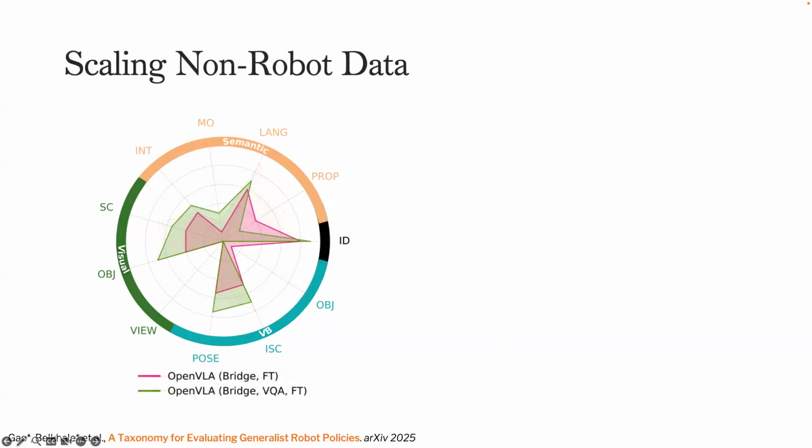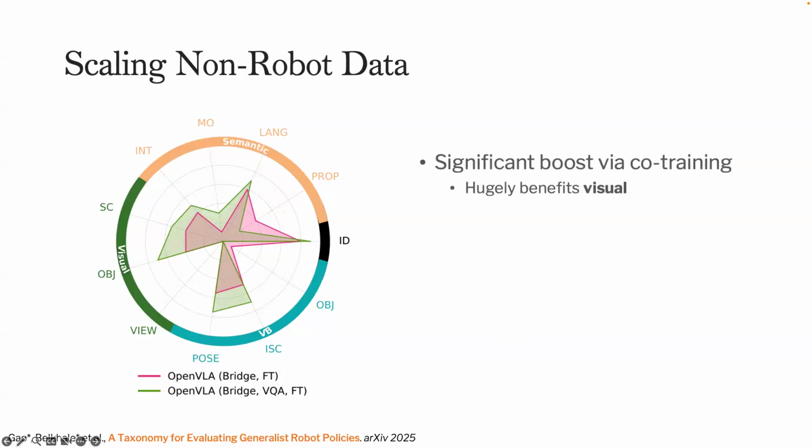Going maybe one step beyond cross-embodiment data is scaling from non-robot data. So in this case, we take a variant of OpenVLA that is co-fine-tuned on VQA datasets. VQA is visual question answering datasets, which are non-robot datasets. And again, we find that it hugely boosts visual and semantic axes.